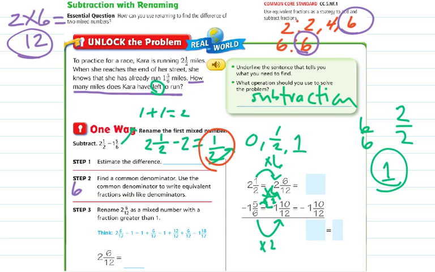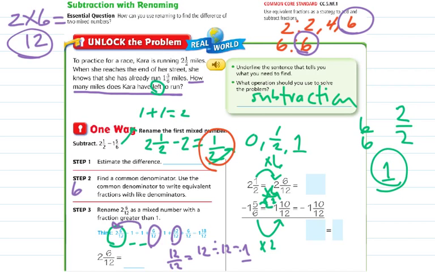So what we're going to do is rename 2 6/12 as a mixed number with a fraction greater than 1. So what we think to ourselves, boys and girls, is we can break apart 2 6/12 to be 1 plus 1, where I got the 1 plus the 1 from the 2. And then we can say plus the 6/12. But now if we wanted to trade one of those 1s, we know that 12/12 is the same as saying one of those 1s, because 12 divided by 12 is equal to 1.